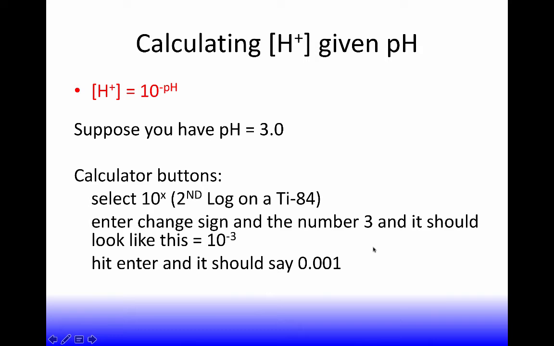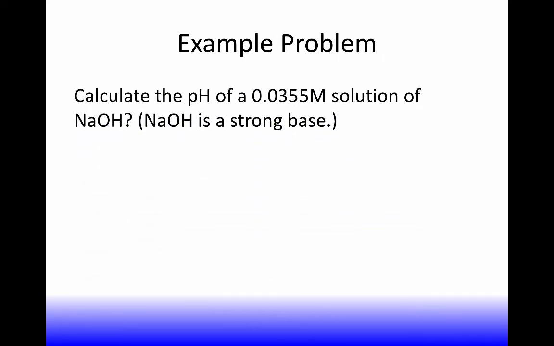Let's go through a couple more examples. Suppose we have to calculate the pH of a 0.0355 molar solution of NaOH. NaOH is a strong base. Well, here's the first problem. We're not starting with the hydrogen ion concentration, are we? So we have to remember back to the previous lesson so that we'll be able to figure out the hydrogen ion concentration in this solution that contains base.